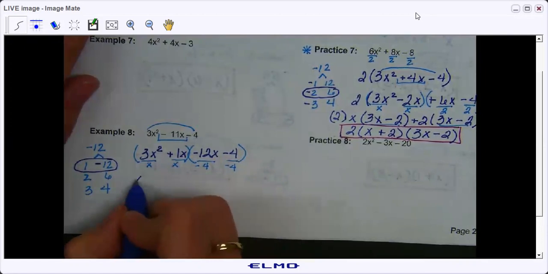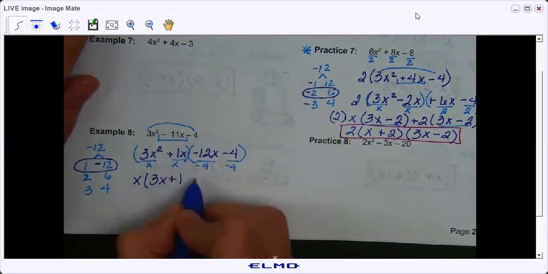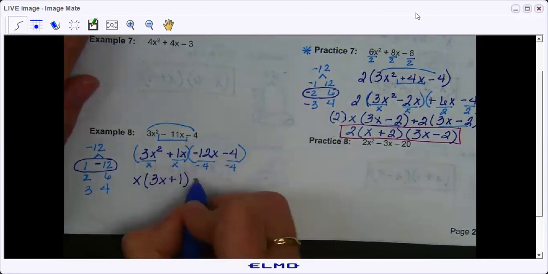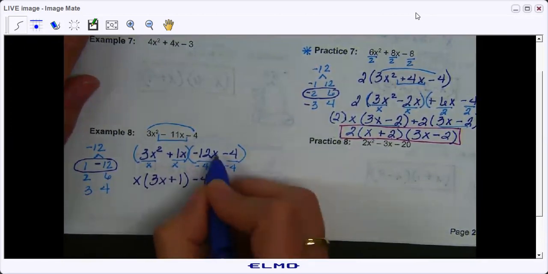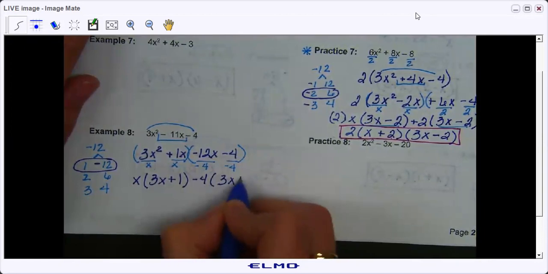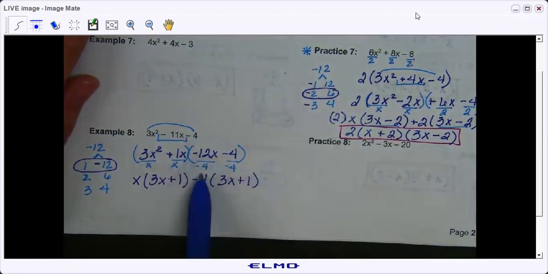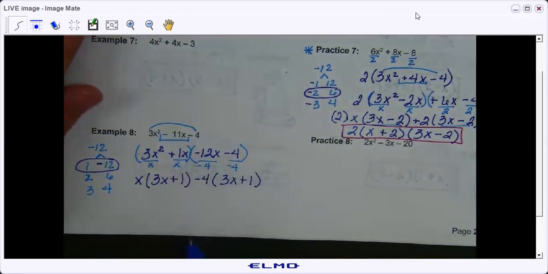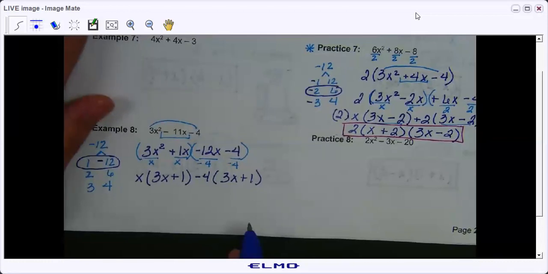So we have an x here, left with a 3x plus 1. Here we have a negative 4, and we're left with a 3x plus 1. Negative 12 divided by negative 4 is a positive 3. Negative 4 divided by a negative 4 is a 1. And we can write our final answer.